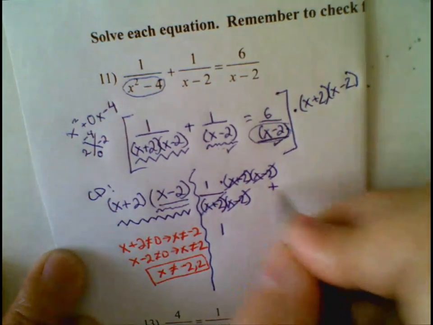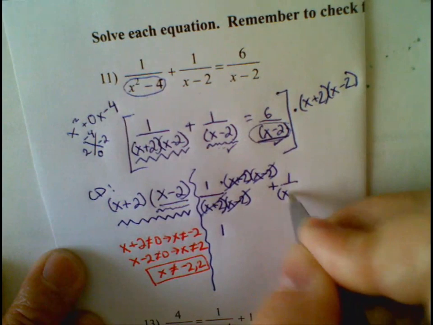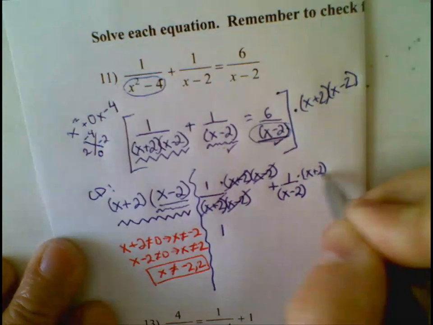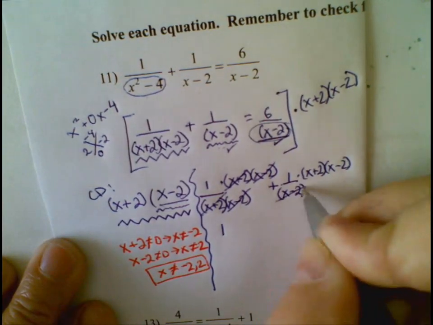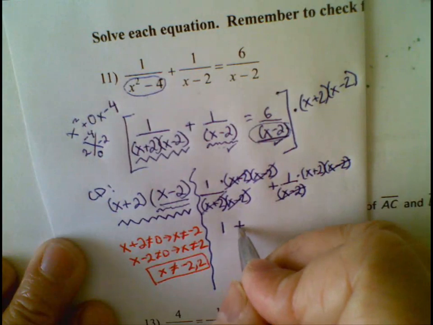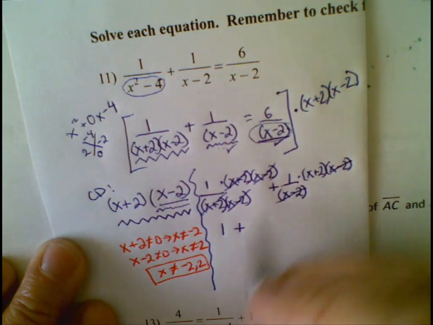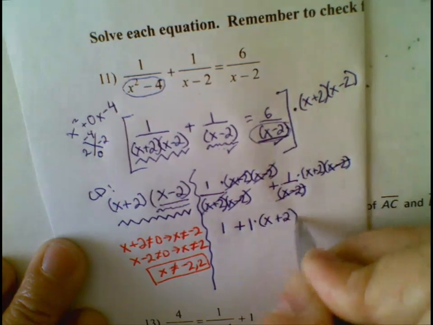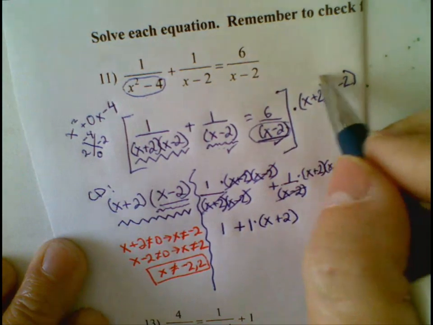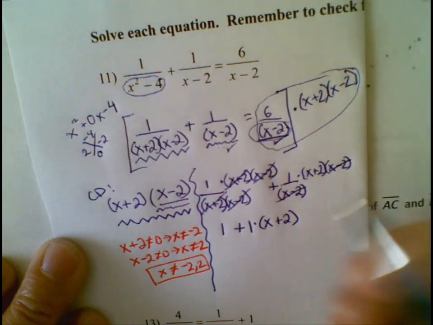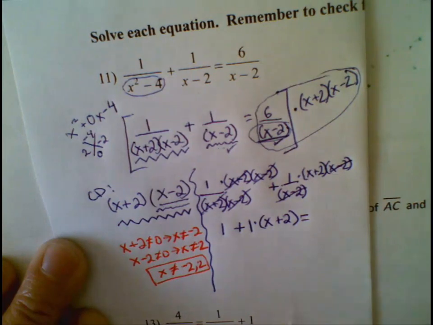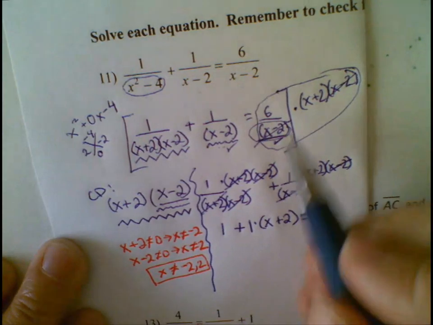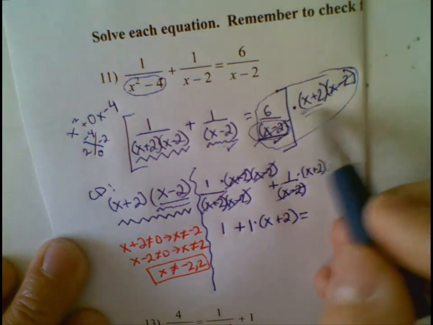Okay, then I have plus 1 over x minus 2, and that, again, I'm going to multiply by (x plus 2)(x minus 2), and my x minus 2 will cancel. So I have my 1 from my first fraction, and then here I have plus 1 times x plus 2. And then finally, if I look at the other side of the equal sign, when I multiply these, again, my x minus 2 will cancel, and I'll just have 6 times x plus 2.